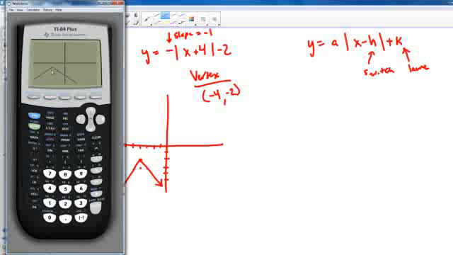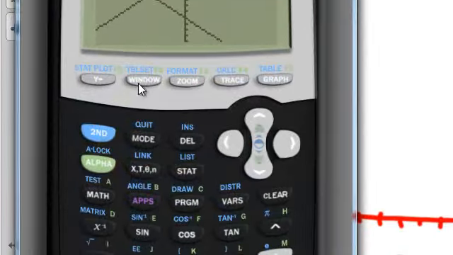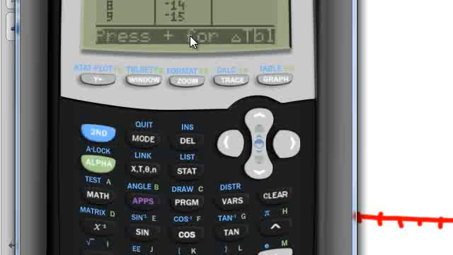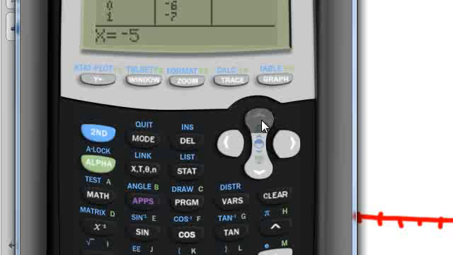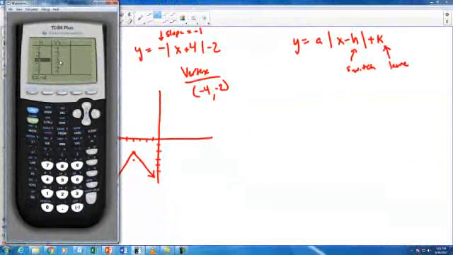If I want to know that vertex for sure, I can kind of tell it's over 4. It looks like it might be down 2. Let's look at the table. Go to negative 4. Sure enough, right here, negative 4 does make negative 2, so that is a good point.